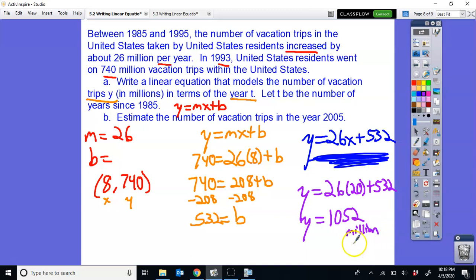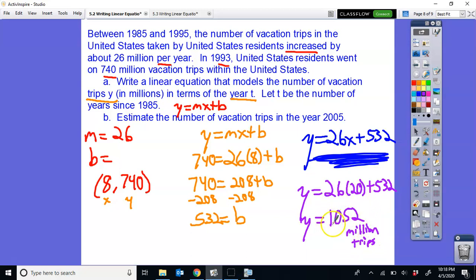And I know that's kind of weird to think about, but remember, 1,000 million is really a billion. That is kind of weird to think about, but that is 1,052 million trips. And that's quite a few.